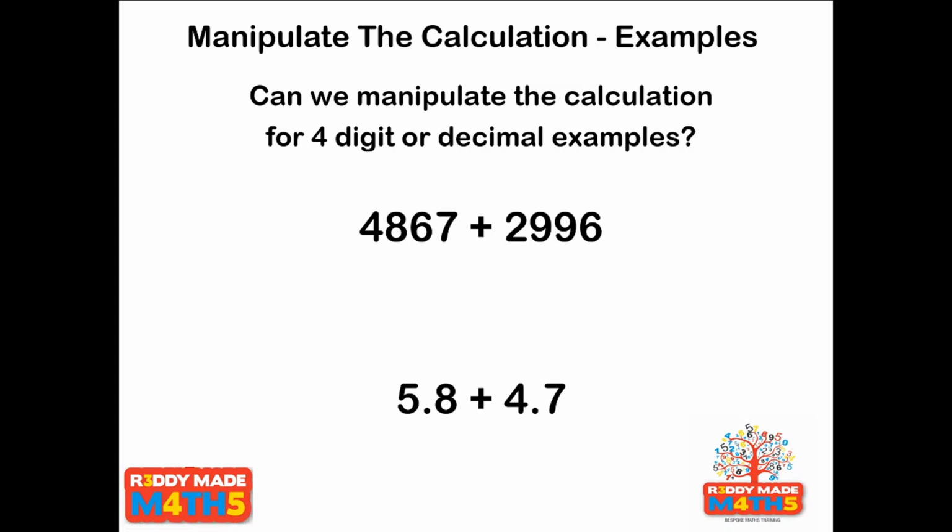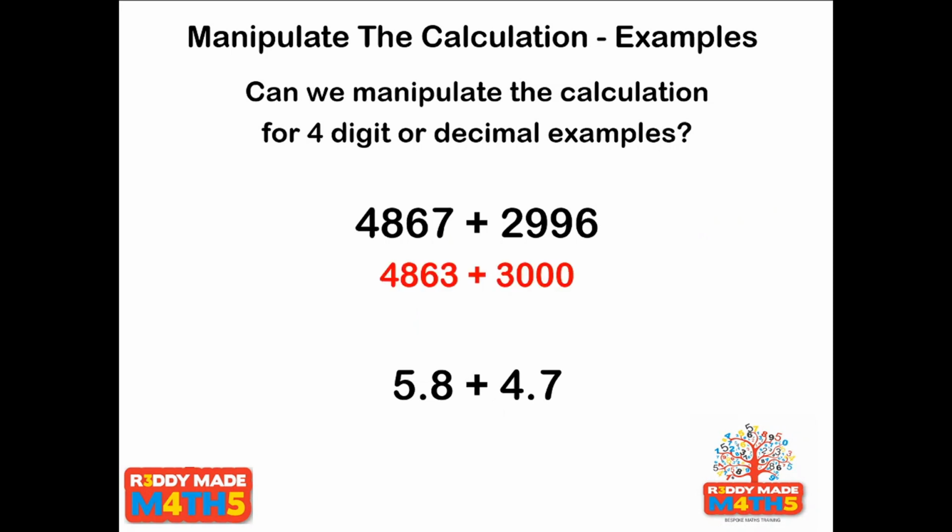With the first example, we can just pass 4 over and create a brand new calculation that's much easier: 4,863 plus 3,000. With the second example, we've got two options. We can pass 2 tenths from the 4.7, which will give us 6 add 4.5, or the other way around, pass 3 tenths from the 5.8 to give us 5.5 add 5. Either way, very, very easy to do and makes the calculation much simpler.